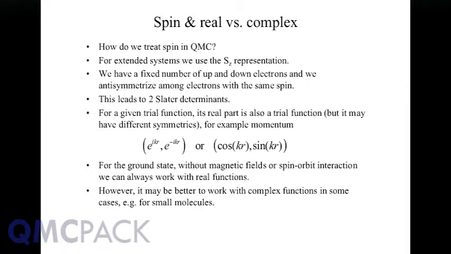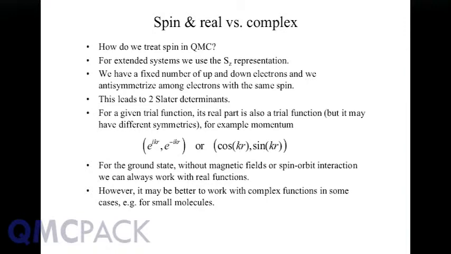So we usually assume that the spins have definite values of Sz, and so we could say we have a fixed number of up and down electrons, and we antisymmetrize only amongst electrons with the same spin. So that would mean that we have a Slater determinant for up spins and a Slater determinant for down spins.